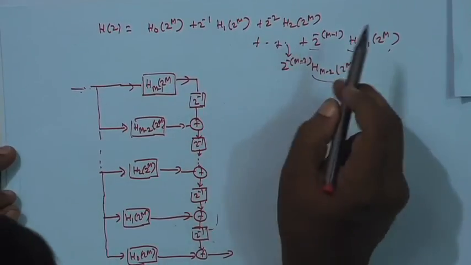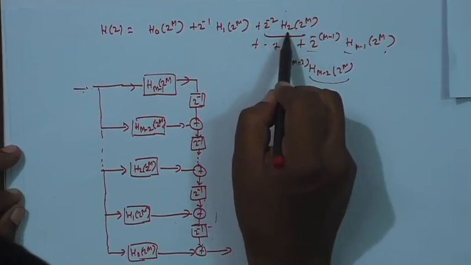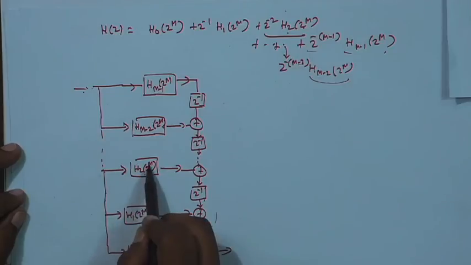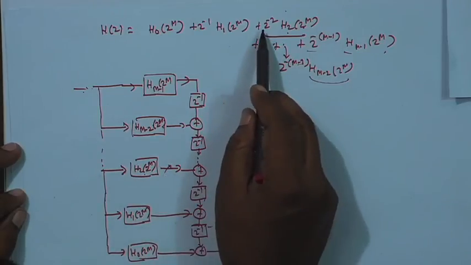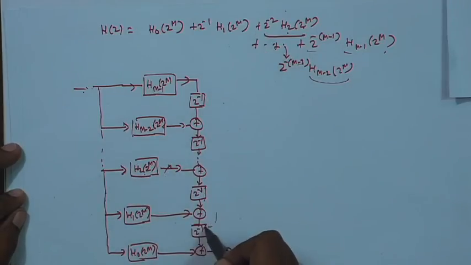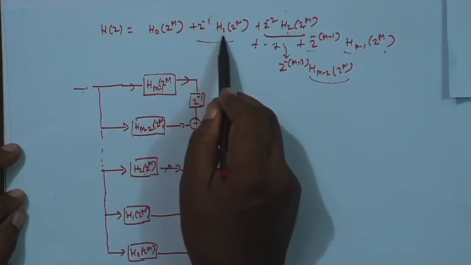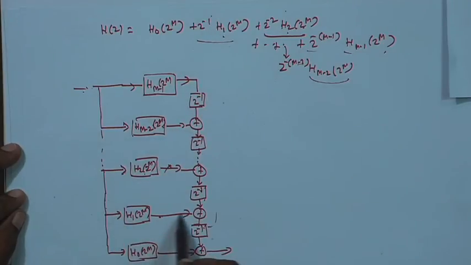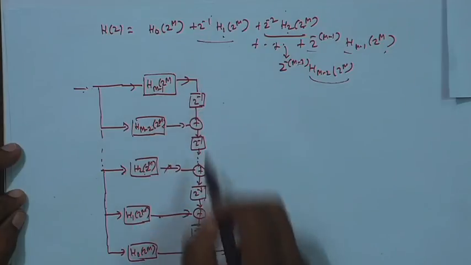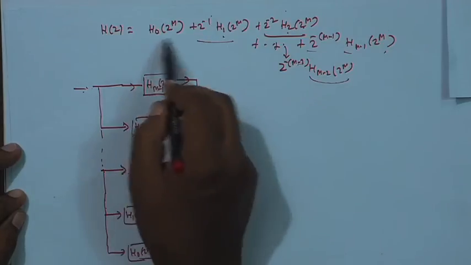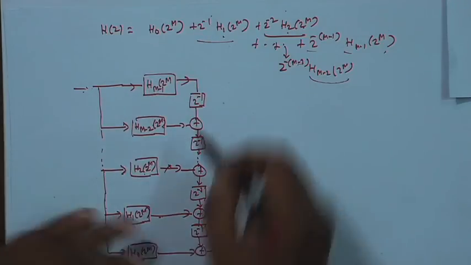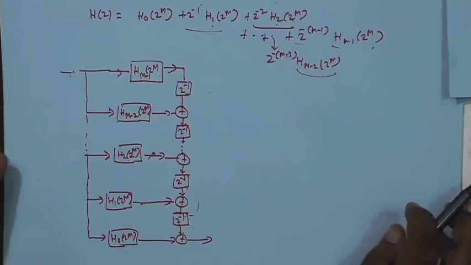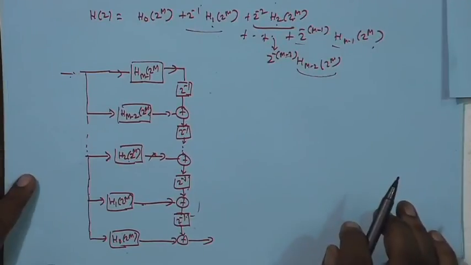Consider this X z into H 2 z to the power m, here it should pass through two delays. So, one delay, another delay. Then consider this X z into H 1 z to the power m, that will pass through only one delay. And X z into H 0 z to the power m has no delay, and all of them get added in this process. Okay, this is called a transpose structure.